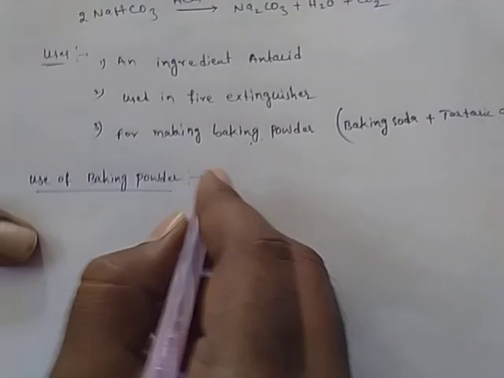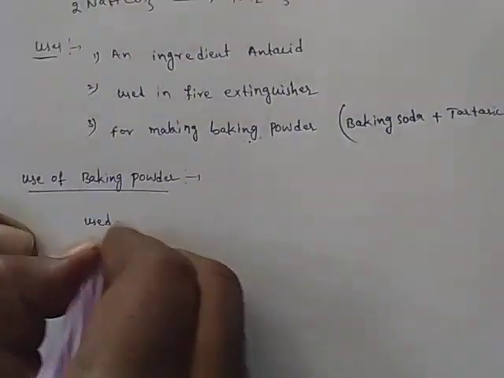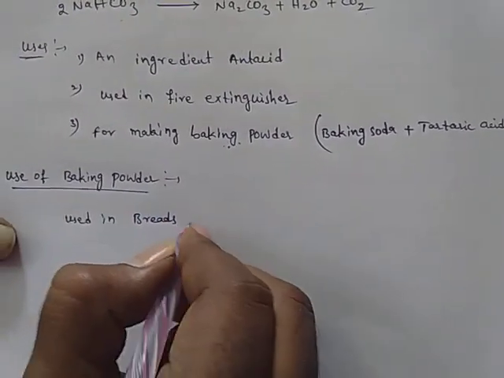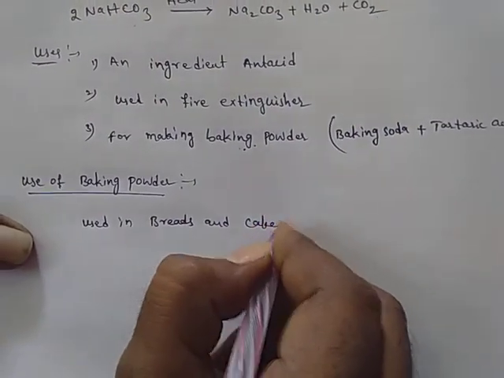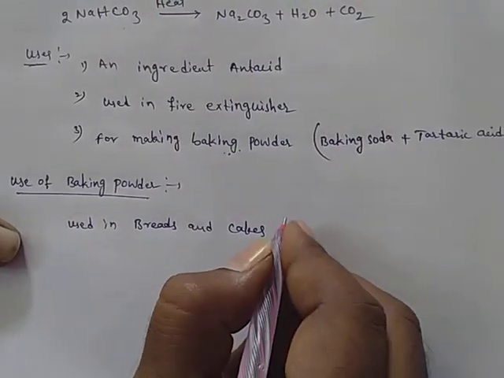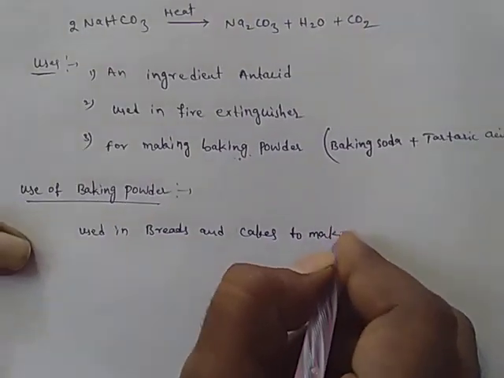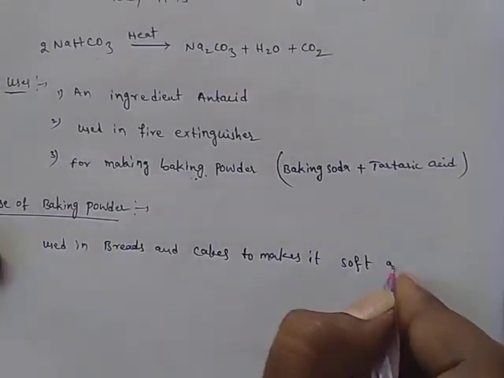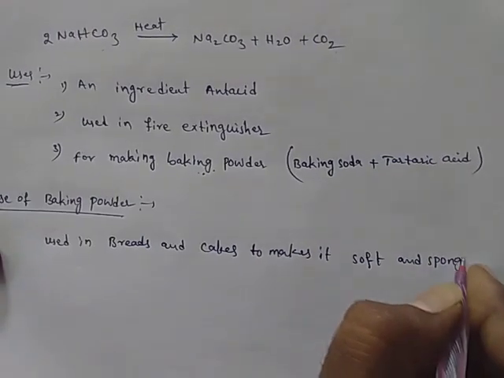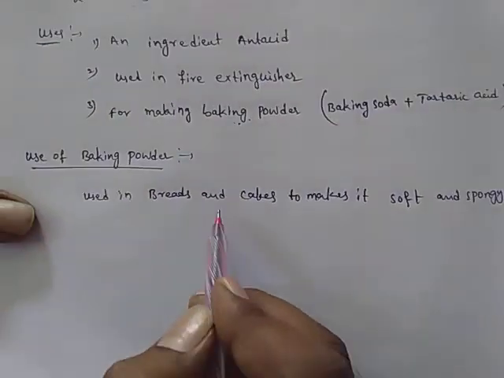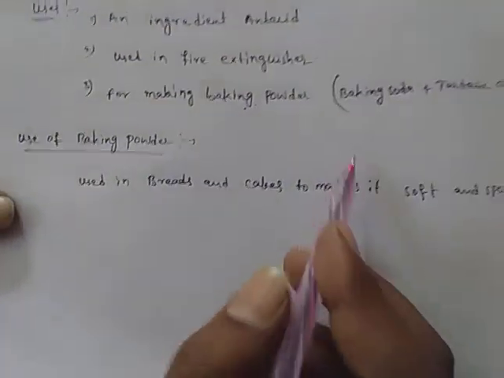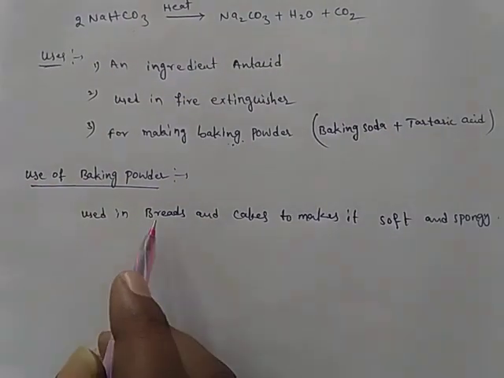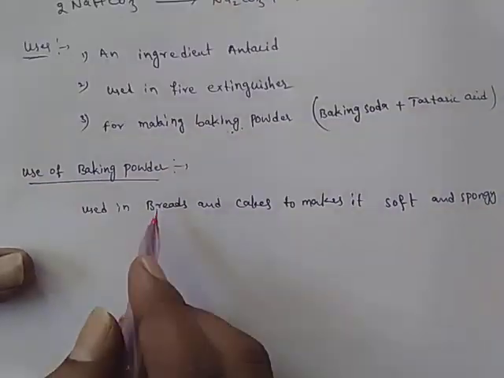What is the use of baking powder? Used in breads and cakes to make them soft and spongy. So why are bread and cakes soft and spongy? Because the sponginess is due to carbon dioxide, CO2. This is about the use of baking powder.